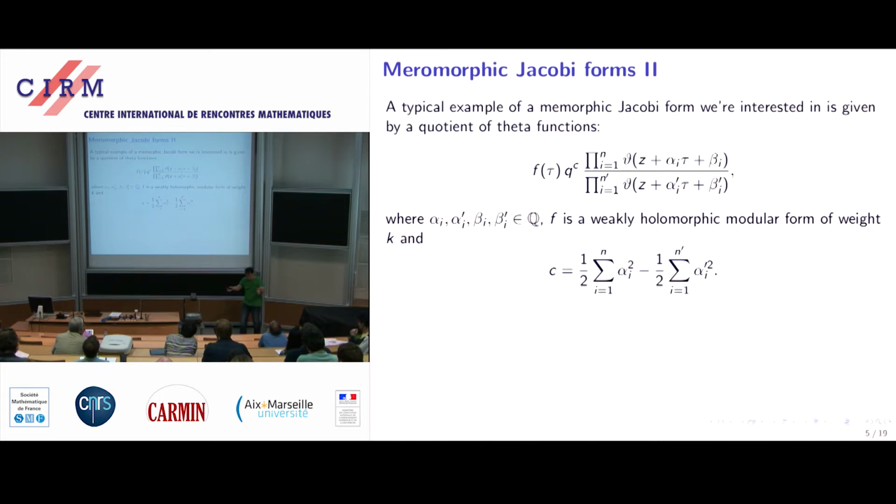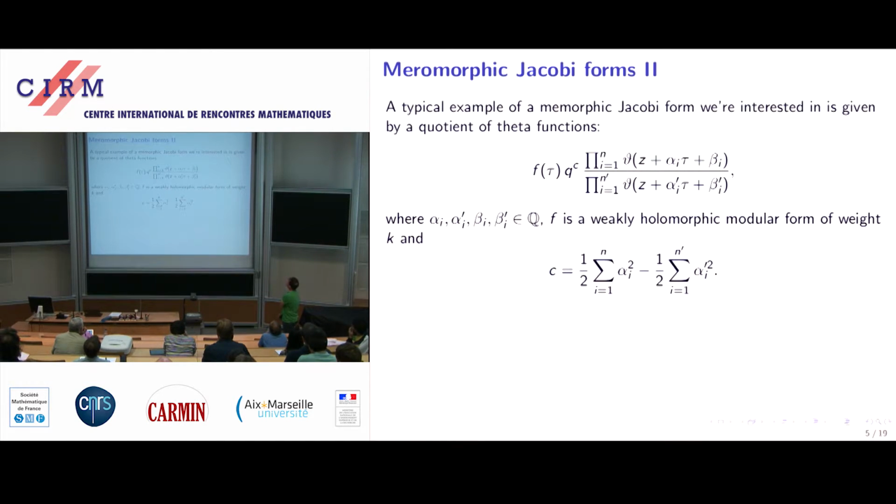In this talk, I'm only speaking about the transformation properties on the full modular group, but you could, in principle, also consider subgroups or multiplier systems, whatever. It should all still work the same. So this is a typical example.